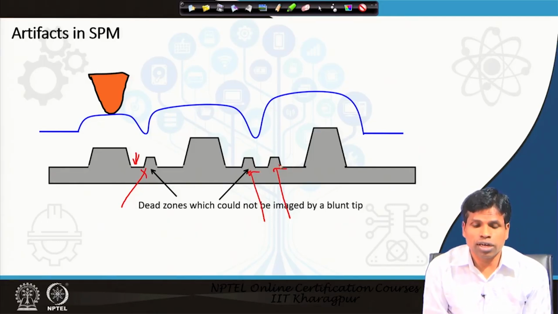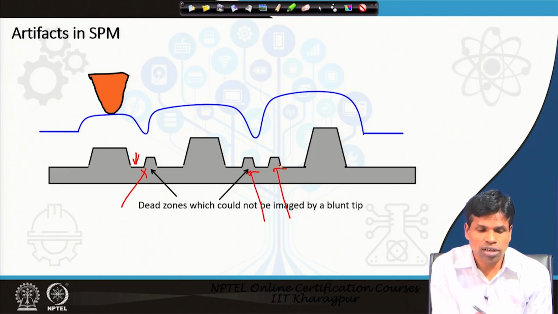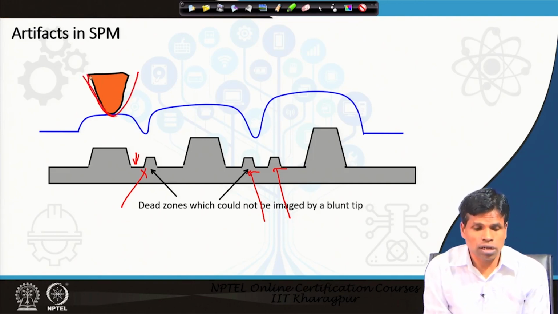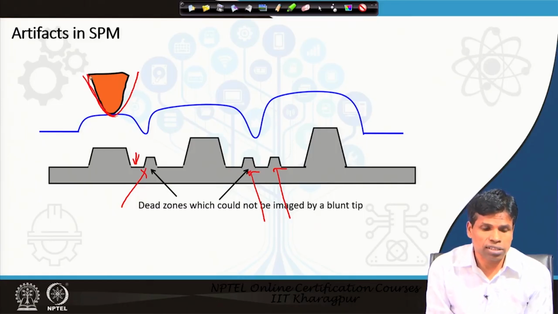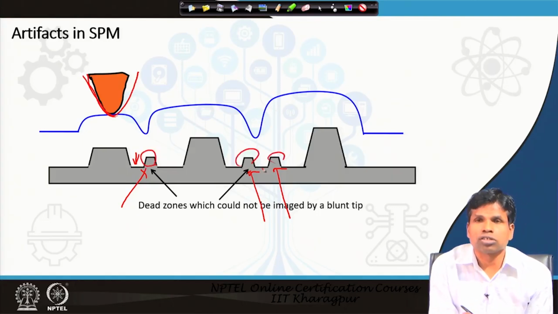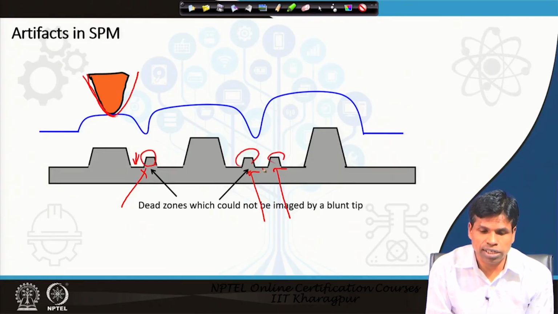This region of the sample cannot be seen. These are called dead regions, because the tip is very blunt and the curvature is very high. Using a large curvature of the tip, we cannot image the smaller features on the sample, and that is termed as a dead zone.